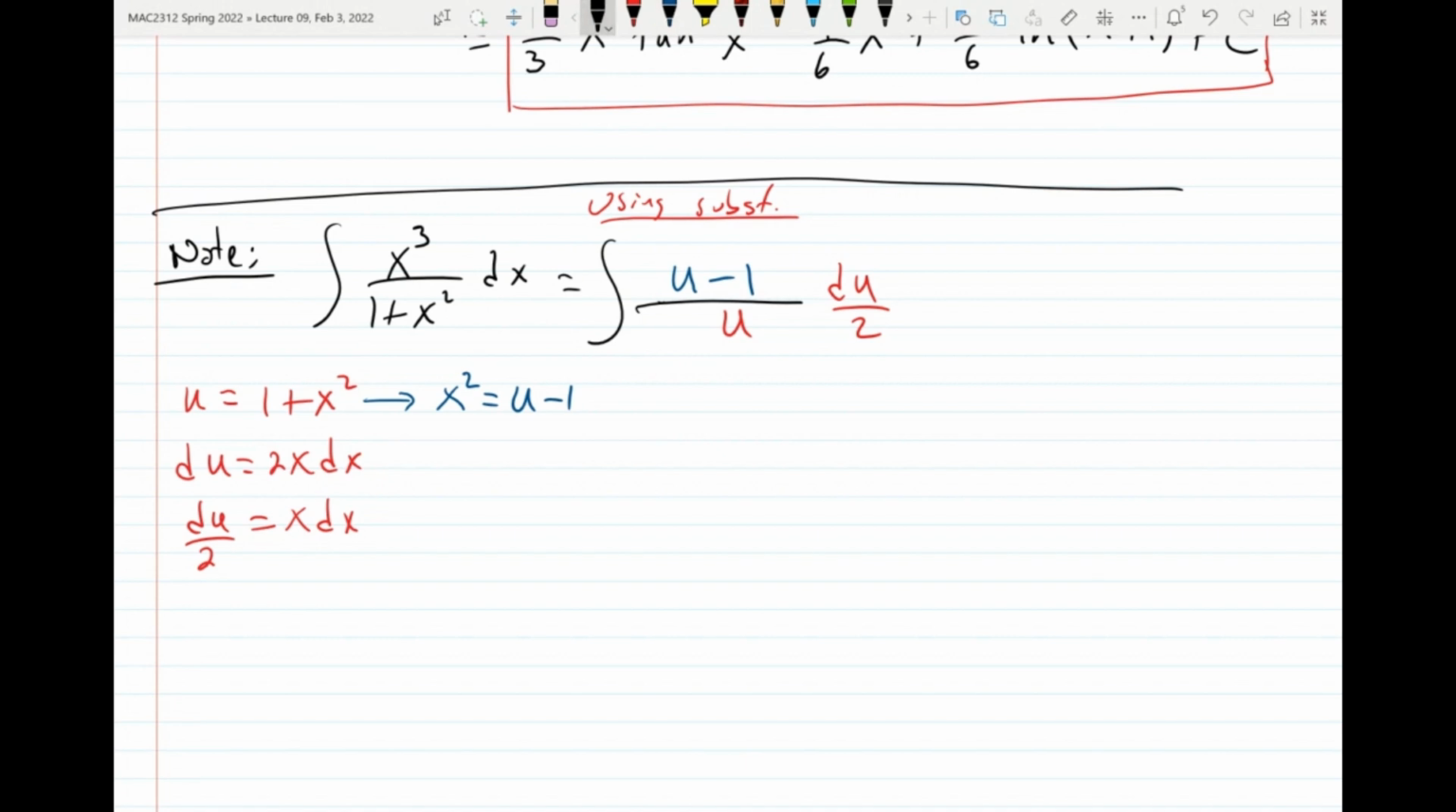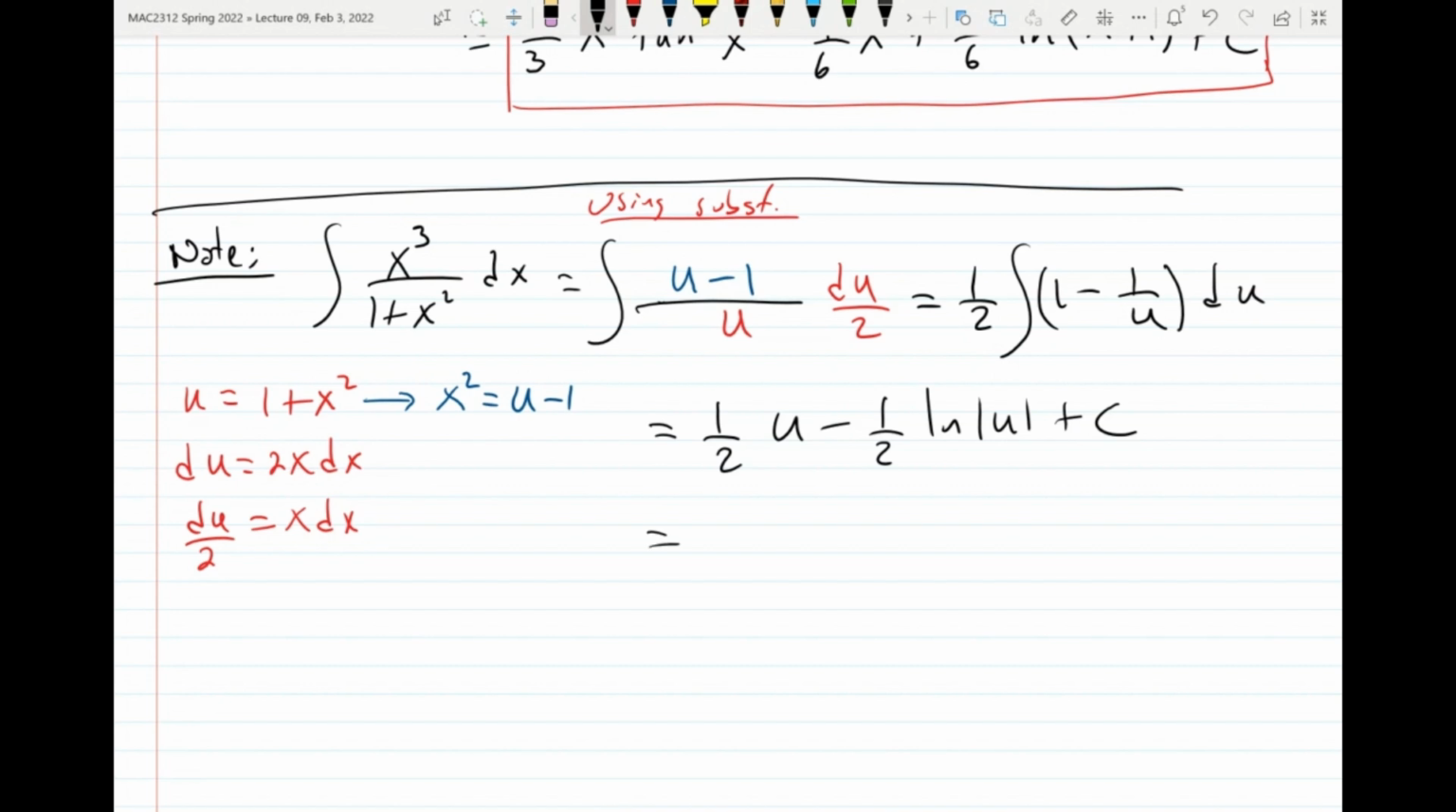Okay, perfect. So let's see, this is 1/2. I'm gonna put the 1/2 out. And now to integrate this, we can easily break up this as two fractions. So we're gonna get 1 minus 1 over u. Okay? And now we integrate. So that will be 1/2 u minus 1/2 ln, absolute value of u. And then we put back what this is. So 1/2 times 1 plus x squared minus 1/2 ln of 1 plus x squared.